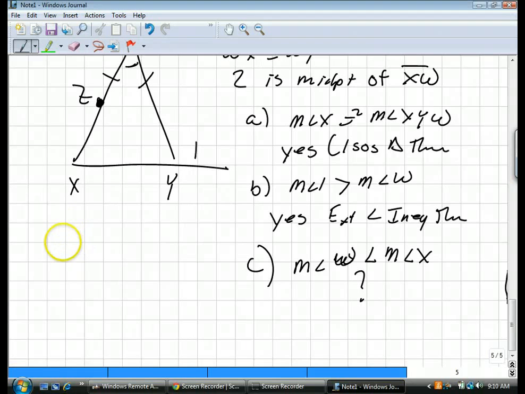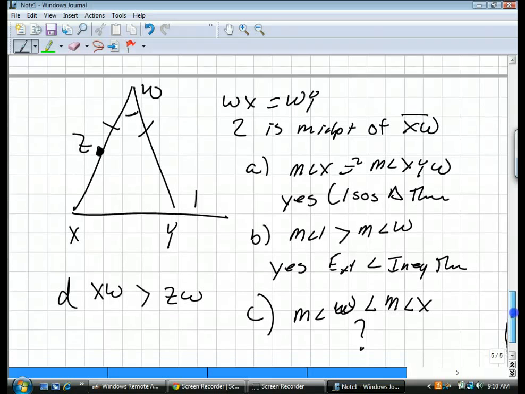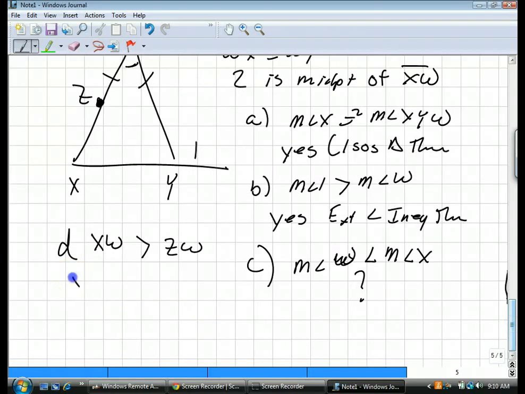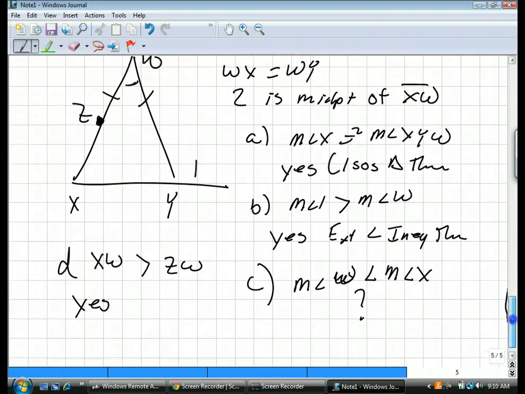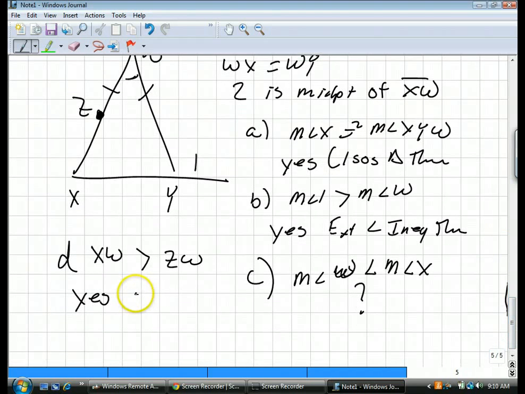And let's do one more, D. Okay, is it true that length of XW is greater than length of ZW? And that would be true. That's yes. And we know that because of a property of inequality, which is the whole is greater than either of its parts. So this is a property of inequality. Okay?